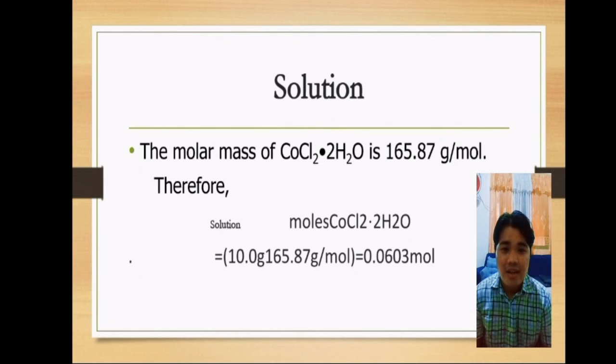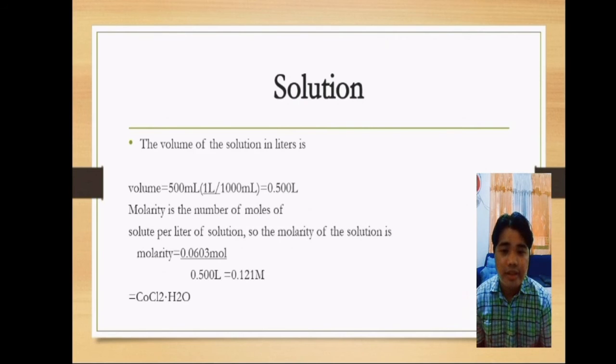Solution. The molar mass of CoCl2·2H2O is 165.87 grams per mole. Therefore, moles of CoCl2·2H2O is equal to 10.0 grams over 165.87 grams per mole, which is equal to 0.0603 mole. The volume of the solution in liters: 500 mL times 1 liter over 1000 mL is equal to 0.500 liter.